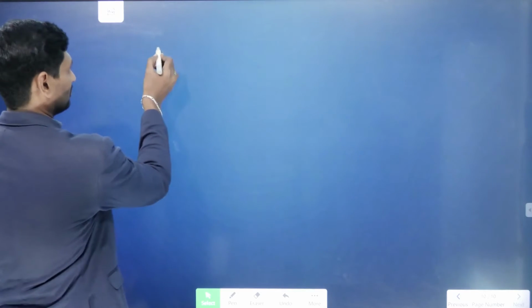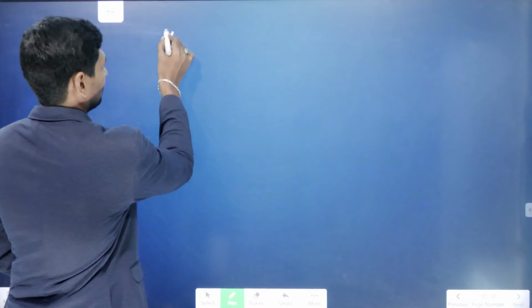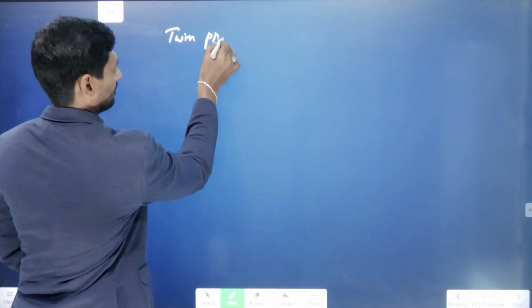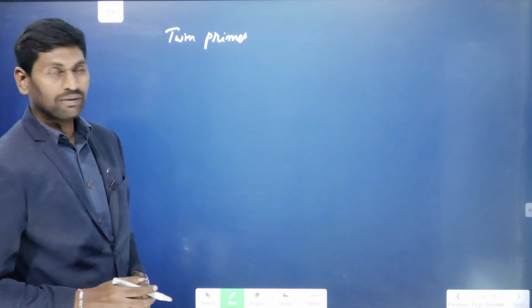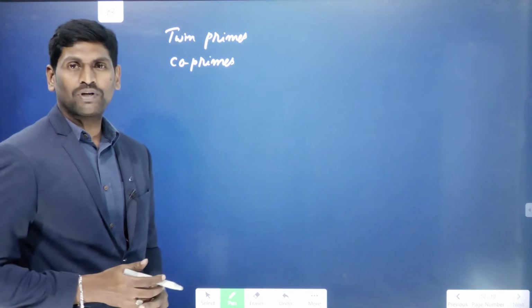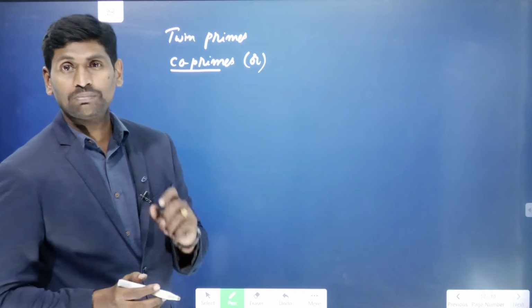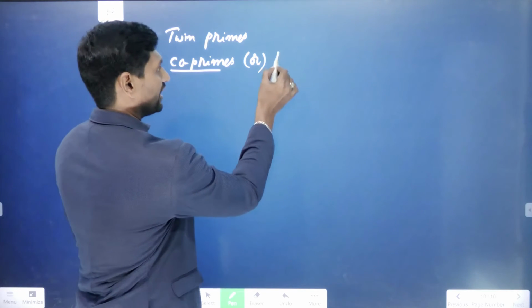Before that, what are the points we discussed in this chapter, number system? You learned about prime factors, prime numbers, composite numbers. Am I right? Good. So there are again two types of prime numbers: first one, twin primes, and second one, co-primes. Co-primes are also called relatively primes.